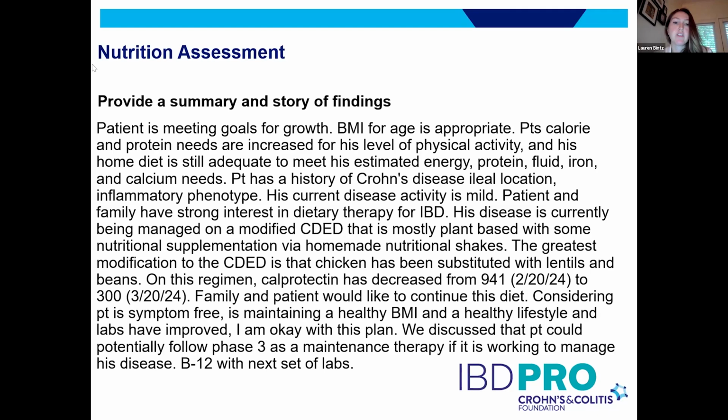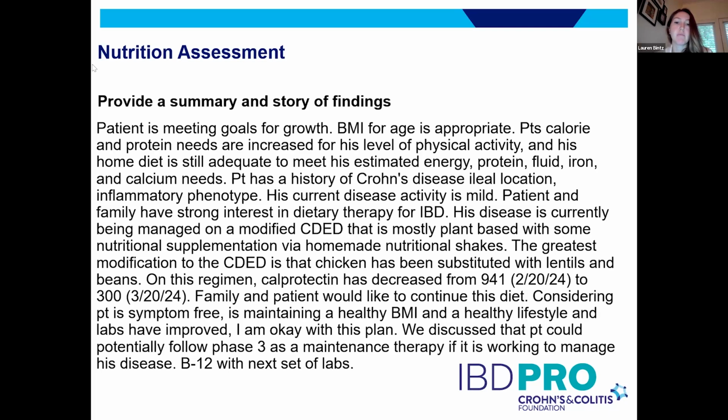His disease was being managed on the modified Crohn's disease exclusion diet that was mostly plant-based with some nutritional supplementation via the homemade shakes. The greatest modification that this family made was that chicken had been substituted with lentils and beans. They had a strong preference for a plant-based diet. On this diet, calprotectin had decreased from 941 to 300, and the patient and the family were both interested in continuing this diet. And I made sure to check that with the patient as well.